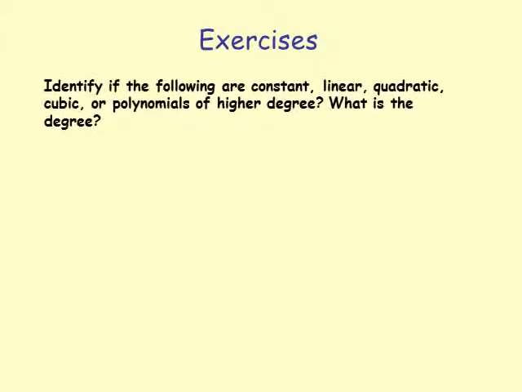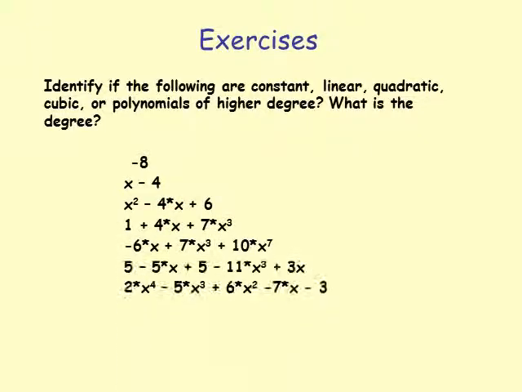Another example exercise here. Now we have to identify if they are constant, linear, quadratic, cubic, or polynomials of higher degree. What is the degree in question? Let's continue here. Example: -8. The next exercise is x minus 4. Next, x squared minus 4x plus 6, and so on.